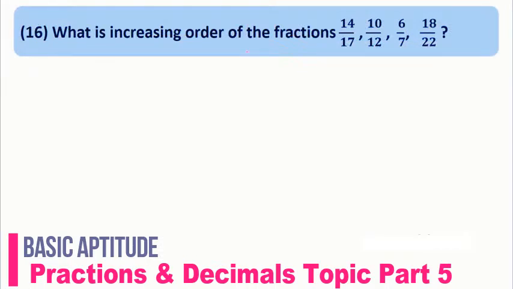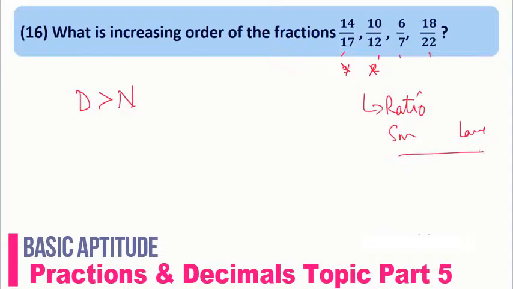What is the increasing order of the fractions 14 by 17, 10 by 12, 6 by 7, 18 by 22? Again, over here we see that the denominator is greater than the numerator. Let us see the difference. 17 minus 14, 3. 12 minus 10, 2. So the difference is not the same. So now what to do? Here again you can either divide or use the ratio technique which we have learnt, find which is the smallest and which is the largest, and then arrange them. Or let us learn another new trick.